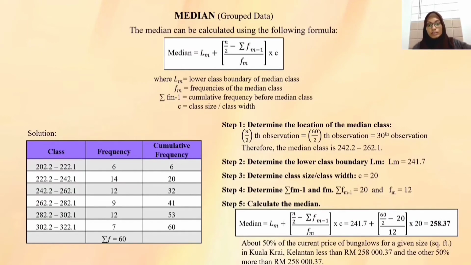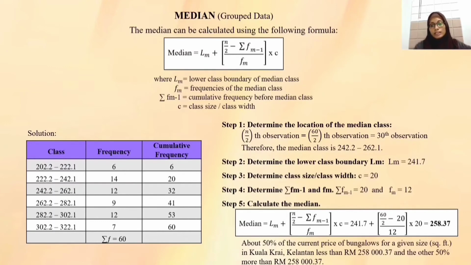The median can be calculated using the following formula. Step 1, we need to determine the location of the median class. To find the median class, we use n divided by 2. So n is 60 divided by 2, so we get 30. The median class is 242.2 to 262.1.